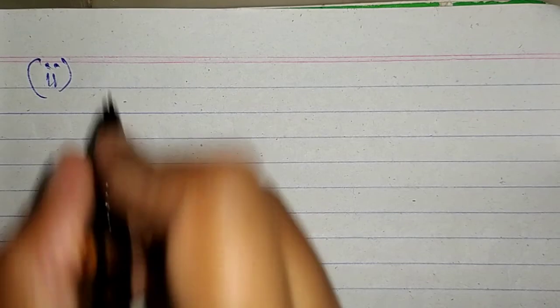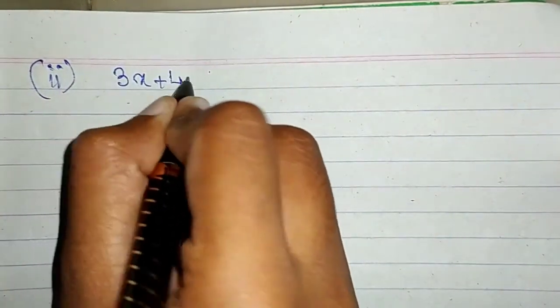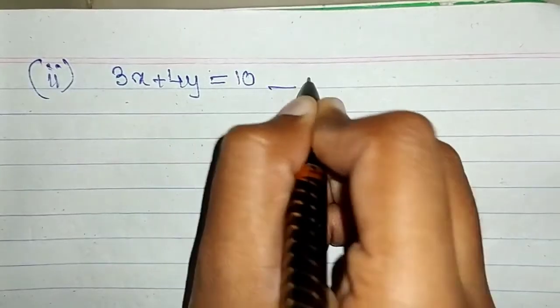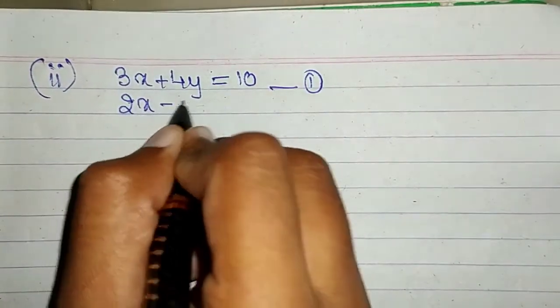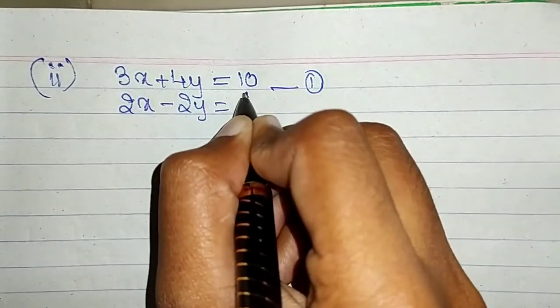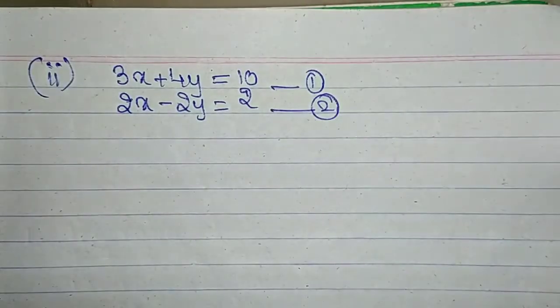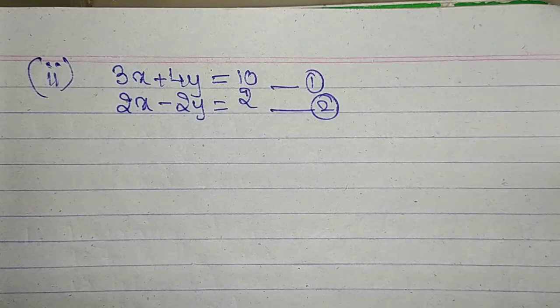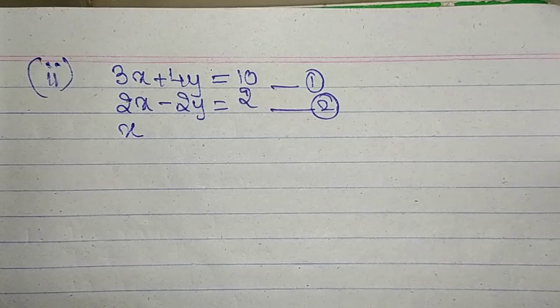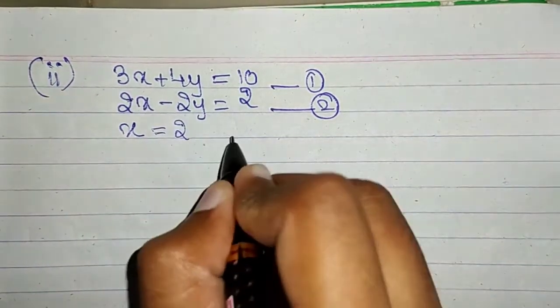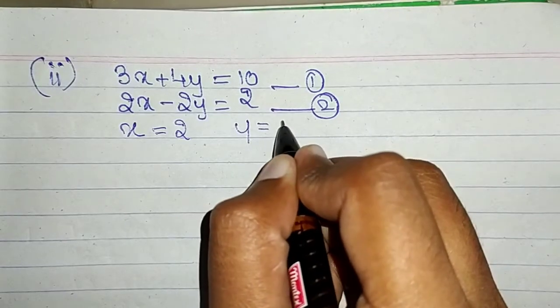So in the second question of the first main, we have equations 3x plus 4y is equal to 10. This is the first equation, and 2x minus 2y is equal to 2. This is the second equation, and we are supposed to solve these equations using the elimination method. So pause the video and solve these equations. You should get the value of x equal to 2 and the value of y equal to 1.